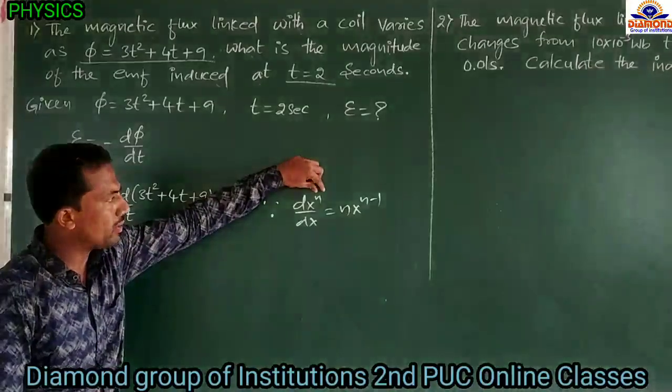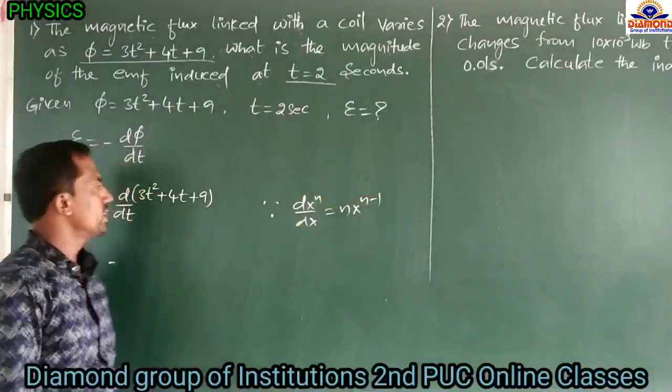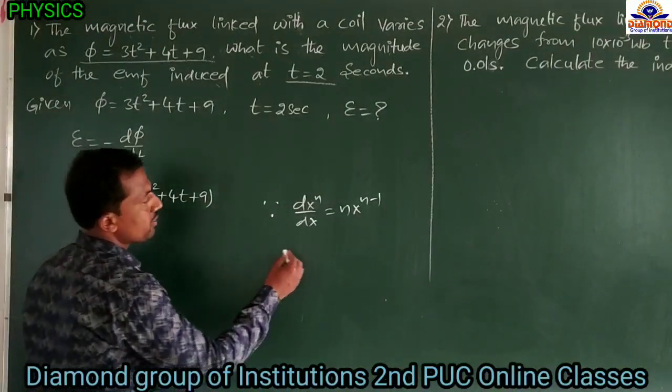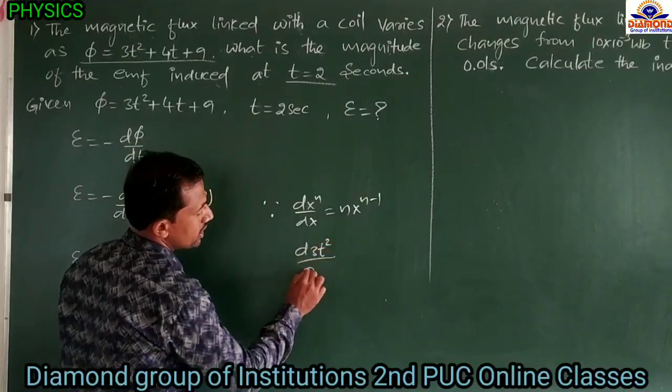Okay, n is the power. Where do we write the power? We write it in front. And the power becomes n minus 1. Here we are differentiating the equation. What is the equation? Differentiation of 3t square divided by dt.